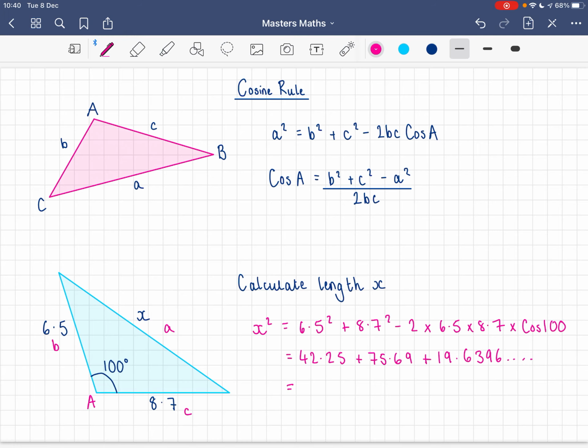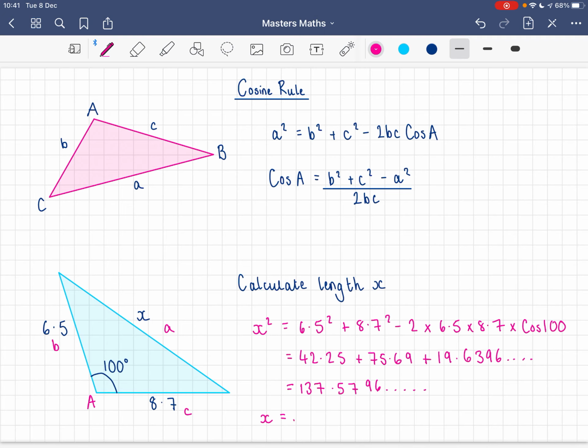So I'm doing 42.25 plus 75.69, and then I'm pressing answer to keep that number as it is, and that gives me 137.5796, and so on. Okay, last step, again, one that's easily forgotten about once you've done all of that, is to remember to square root it. So we have x squared is equal to 137 point whatever.